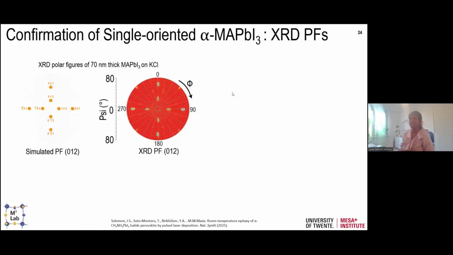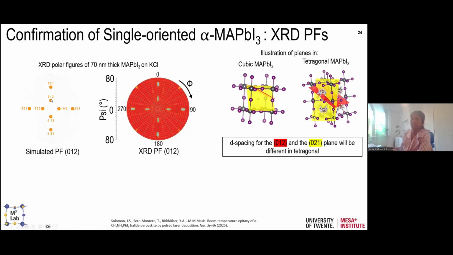In the next slide, you see the pole figure measurement of a 70 nanometer thick MAPI film on KCl for the 012 plane. You see the simulated pole figure and the measured pole figure. It's really nice that they look very similar, and the reasoning is that, for example, if you take the 012 plane and the 021 plane, if they were in the tetragonal phase, the d-spacing would be different and you wouldn't be able to visualize them in the same pole figure. But since you're able to visualize them, we again confirm that the MAPI is single-oriented and has the cubic phase structure.